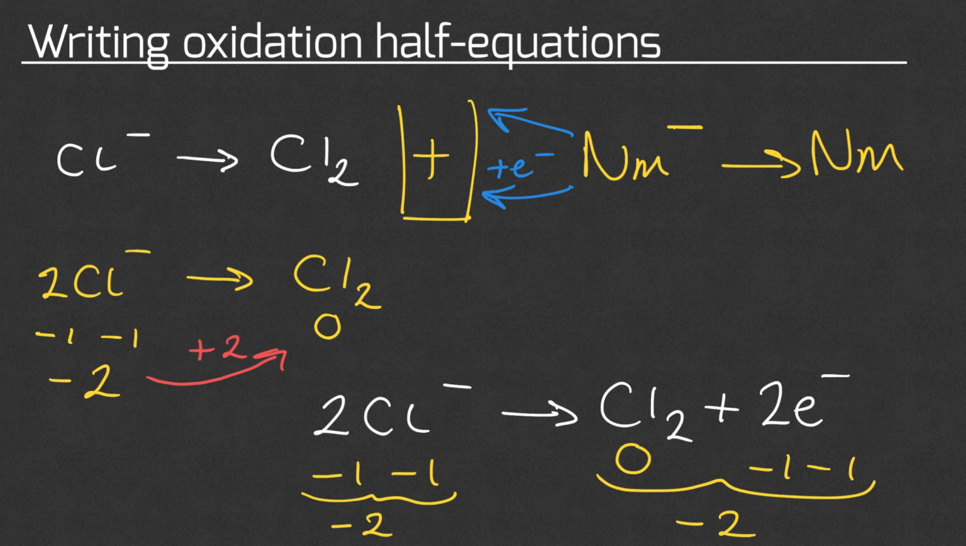We can make sure we've got this question correct by checking the charges. On the left-hand side, chlorine has a -1 charge, and there are 2 of them, for a total of -2. On the right-hand side, this chlorine doesn't have a charge, so it's 0. The electron has a -1 charge, and there are 2 of them. So each side has a charge of -2, therefore we've written the half equation correctly.